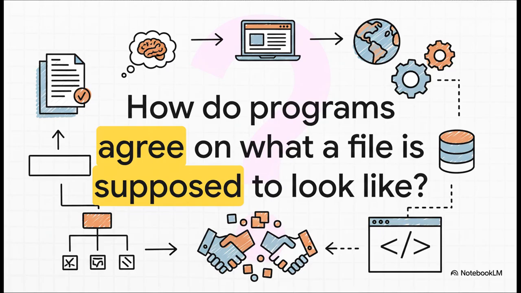How does your web browser know how to display a web page correctly? Or how can two totally different business systems share information and understand it perfectly? There's gotta be a set of rules, right? An agreement on how that information is supposed to be structured. And that's really the problem we're going to explore.